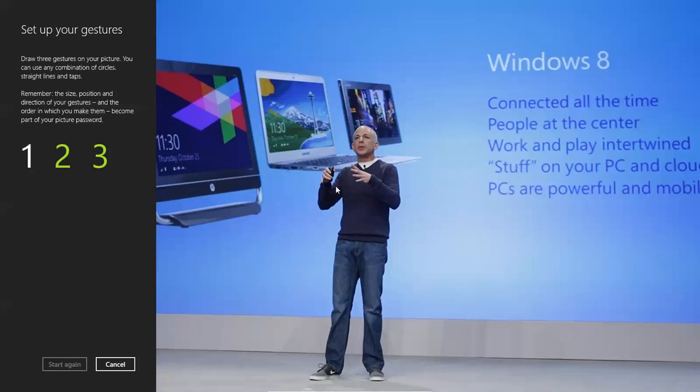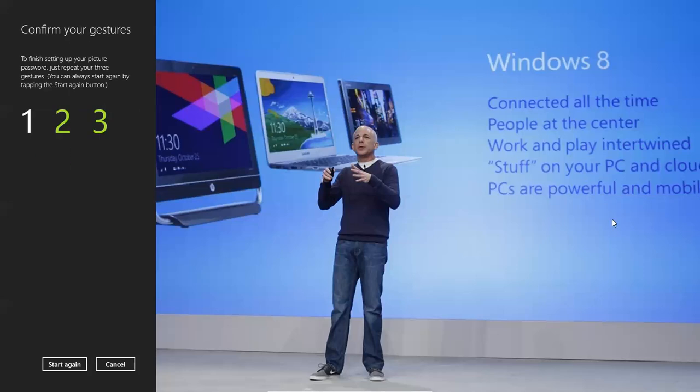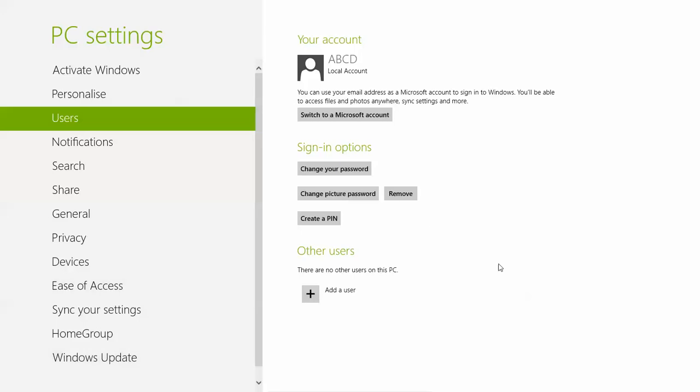I have 3 gestures to draw. I'll create a circle this way from right. I'll create a circle on 8 from left, and I'll make a line on the last sentence from left to right. The direction is very important here. Circle from right, circle from left, line from left to right, and it's done. Click on finish, and your picture password is ready to use.